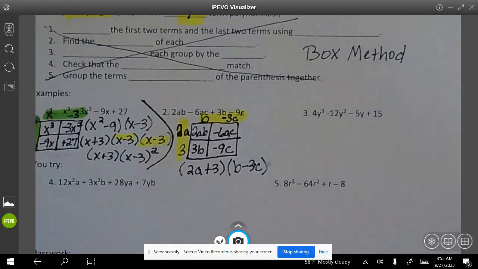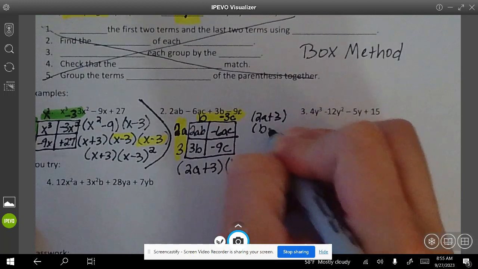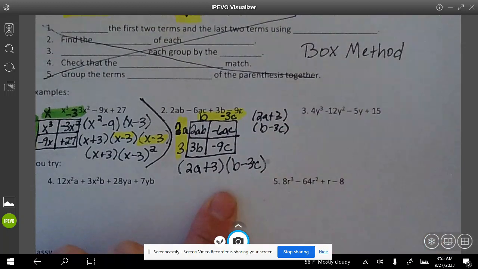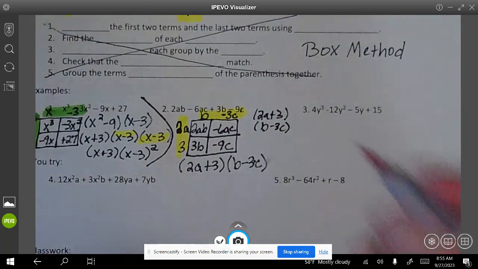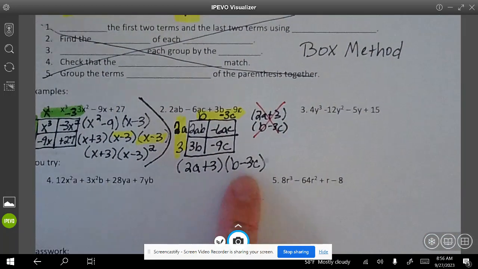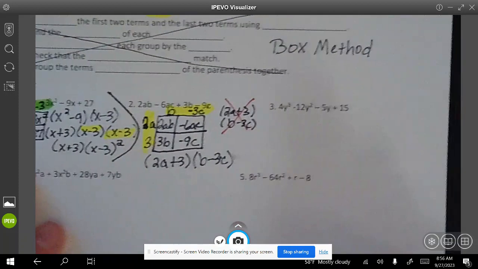Don't write them up and down on top of each other because that doesn't indicate multiplication. What I mean is don't do this: 2a plus 3 and b minus 3c. That does not mean the same thing as this. So if you need to, write that and put a big X over it. Don't write it like that. You've got to write it side by side to indicate that those two things are being multiplied by each other.